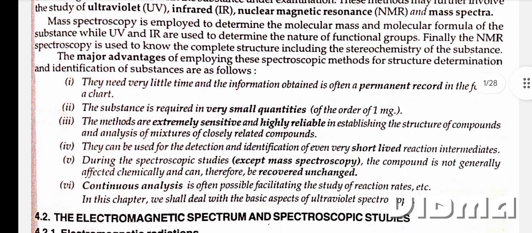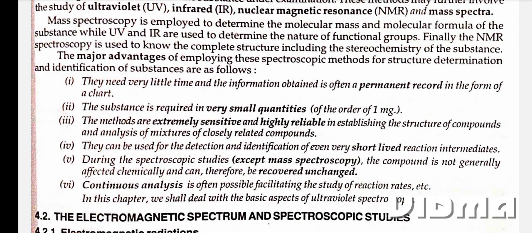Mass spectroscopy is employed to determine the molecular mass and molecular formula of the substance, while UV and IR are used to determine the nature of the functional groups. Finally, the NMR spectroscopy is used to know the complete structure, including the stereochemistry of the substance.